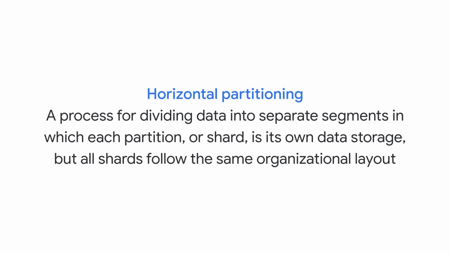Horizontal partitioning is a process for dividing data into separate segments in which each partition, or shard, is its own data storage, but all shards follow the same organizational layout. Each shard keeps a unique piece of the whole data, like all orders from a certain group of customers. Consider a sneaker inventory that is divided into shards based on the SKU, or ID number. This sneaker inventory is an example of horizontal partitioning.